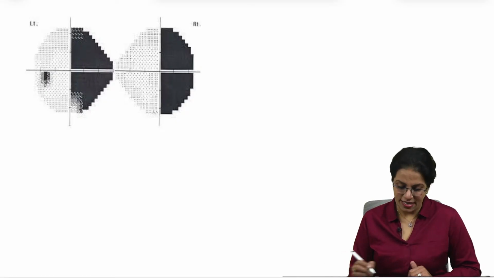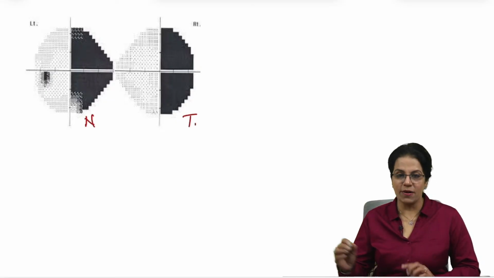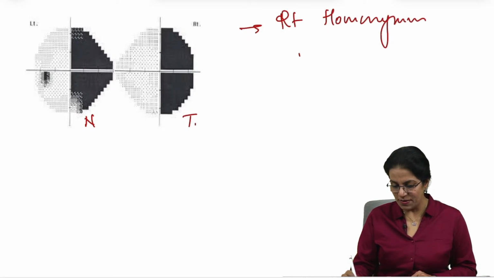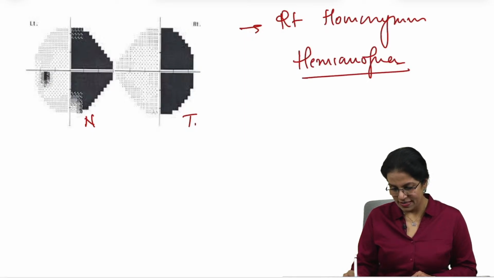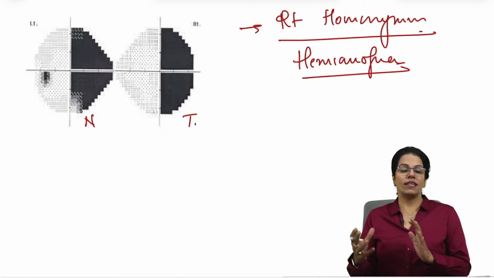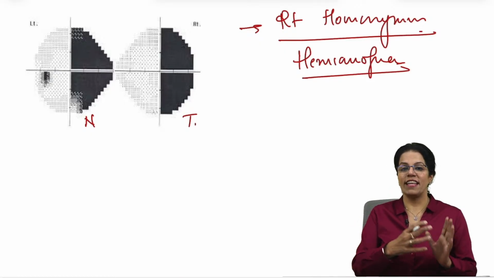Okay, what is the diagnosis of this image? Again, left and right, you can see one eye's nasal and one eye's temporal field, both on one side. So this is your right homonymous hemianopia. So when you say right homonymous hemianopia, the lesion would be on the left side.